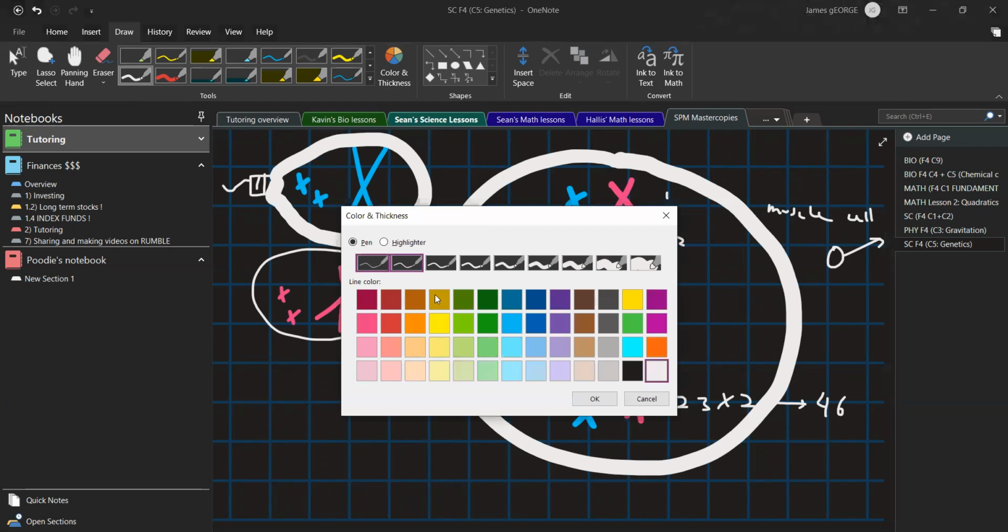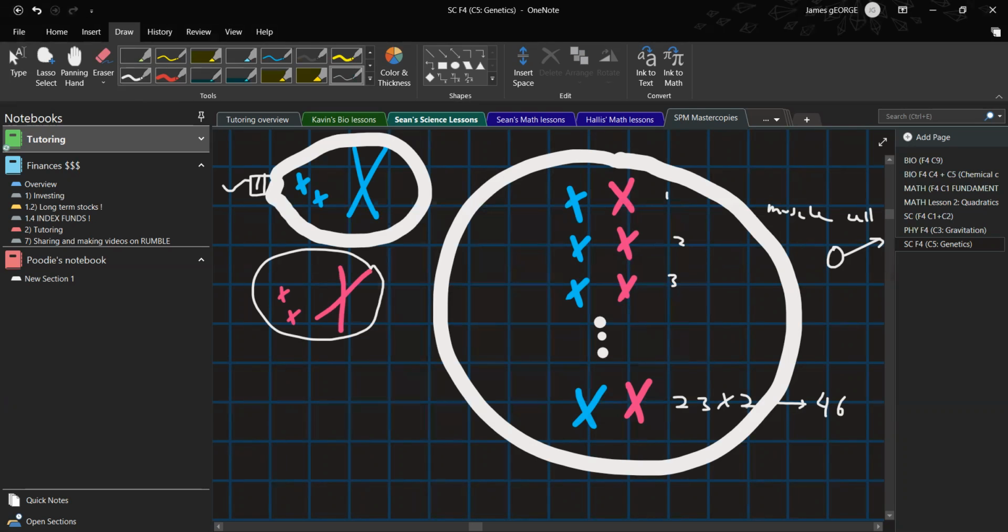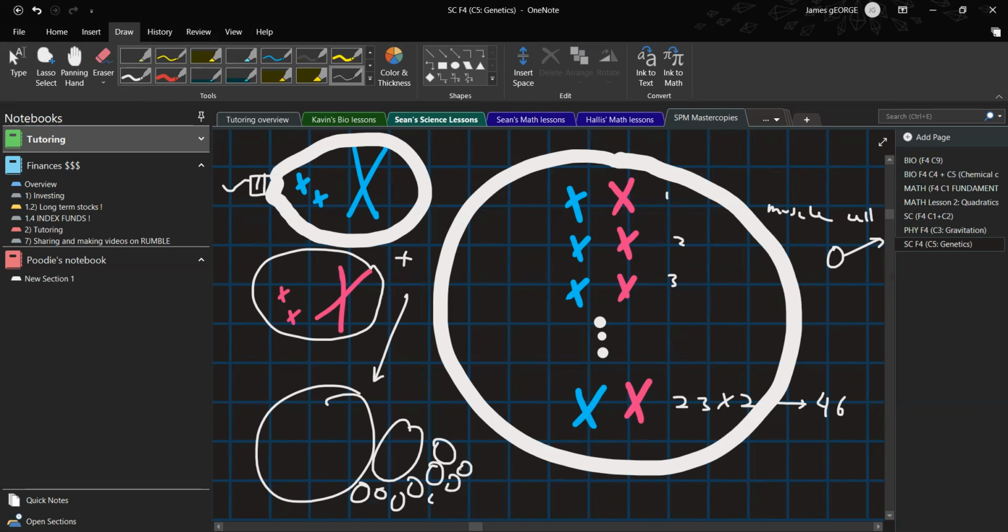But it's okay. So 23 from your dad, 23 from your mom. When they fuse, they form the first zygote. Sperm and egg fuse, they form the first zygote. This zygote becomes 2 cells, 4 cells, 8 cells. Mitosis. And this grows into a human being.